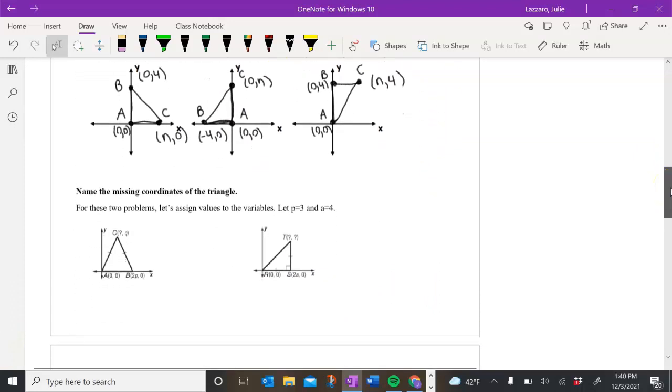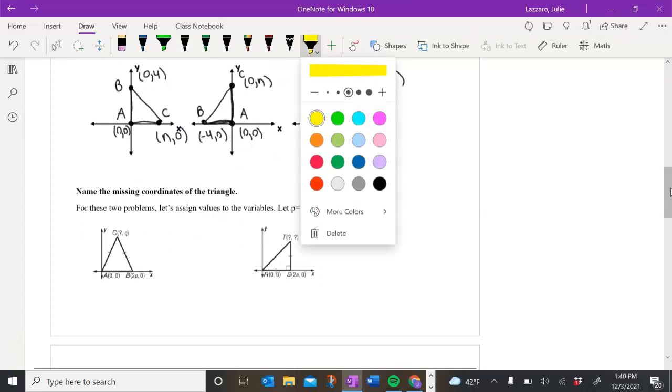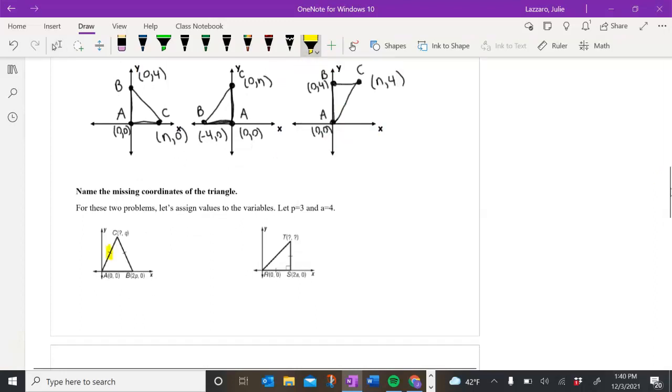Okay, just a couple quick examples for you here. We are going to now name the missing coordinates of the triangle. If you take a look at this diagram, we've got 2 tick marks here. What does this mean? This means that this triangle is an isosceles triangle, so we know that we have 2 equal side lengths. All right, let's see how this helps us. We're going to assign values to the variables here. We're going to let P be equal to 3. If that's the case, 2 times 3 is 6. So B is really at the point 6, comma, 0.